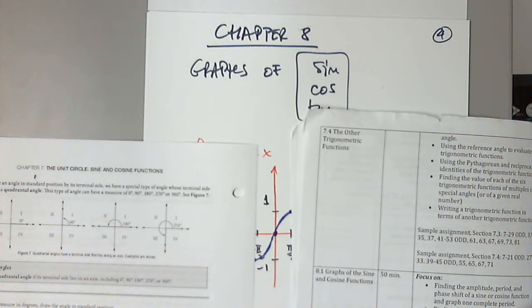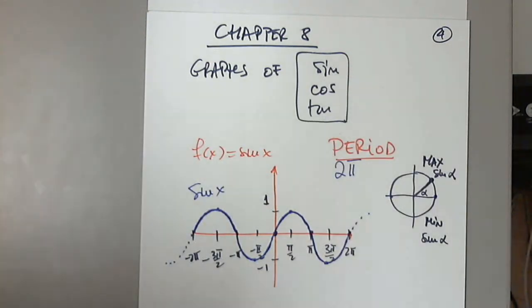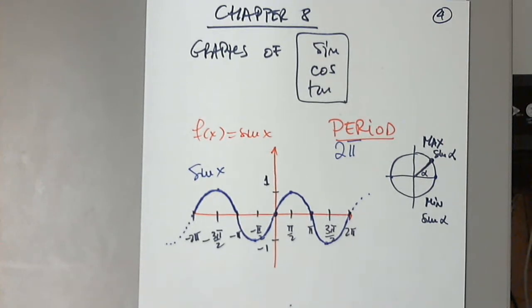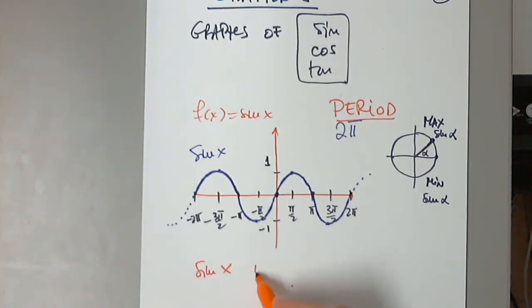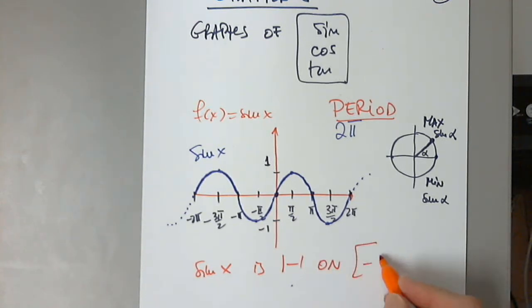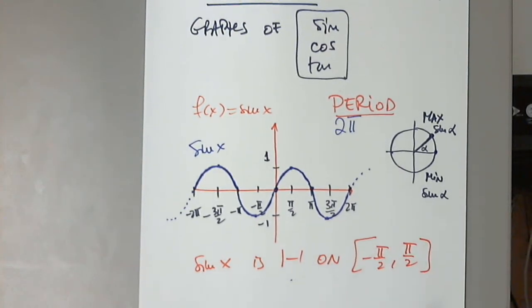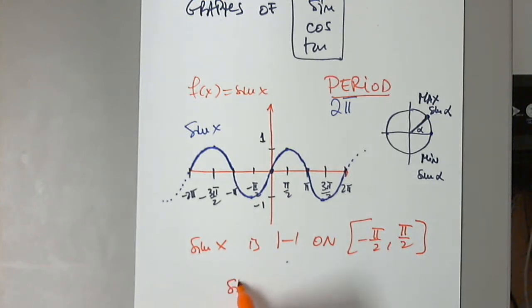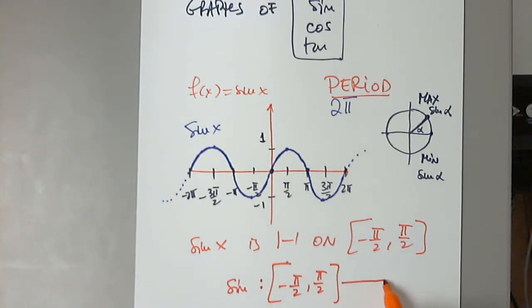What about this function? Is this function 1 to 1? Yes. So remember, between negative pi over 2 and pi over 2, we are going to create a new function. And that new function, we will say sine x is 1 to 1 on negative pi over 2, pi over 2. So sine, we'll say it's defined between negative pi over 2 comma pi over 2. And what is its range? We know the range. Okay, negative 1 to 1. Well, of course.